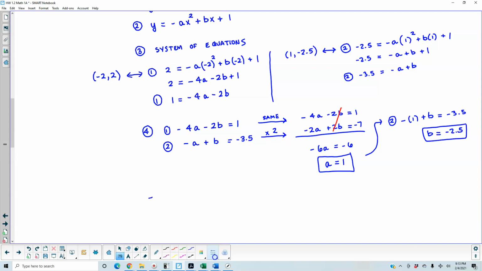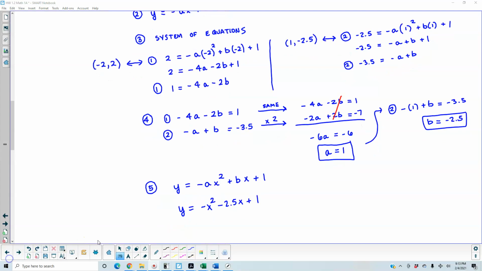So now in step 5, we know that our form should be y equals negative ax squared plus bx plus 1, and then we're going to plug the values in. Well, a is 1, so it's going to be negative x squared. We know that b is negative 2.5, so minus 2.5x plus 1. So therefore, there is our equation for that graph.